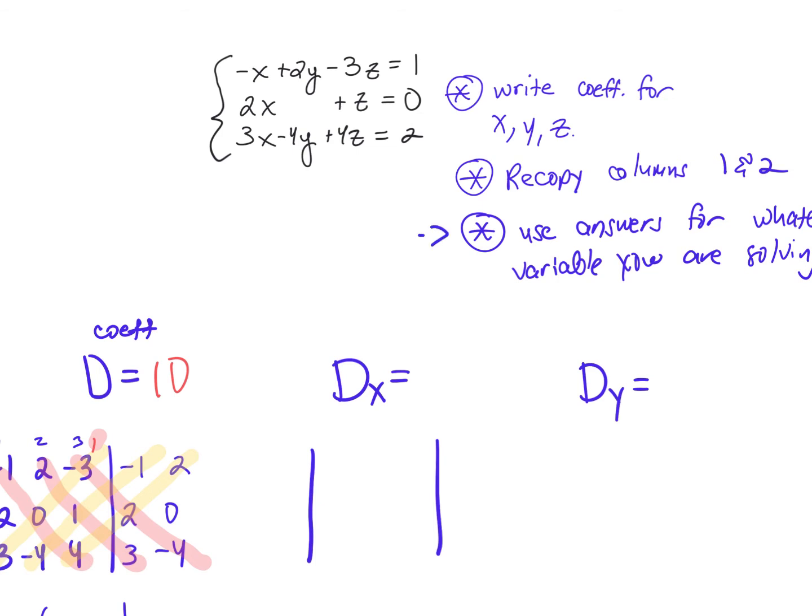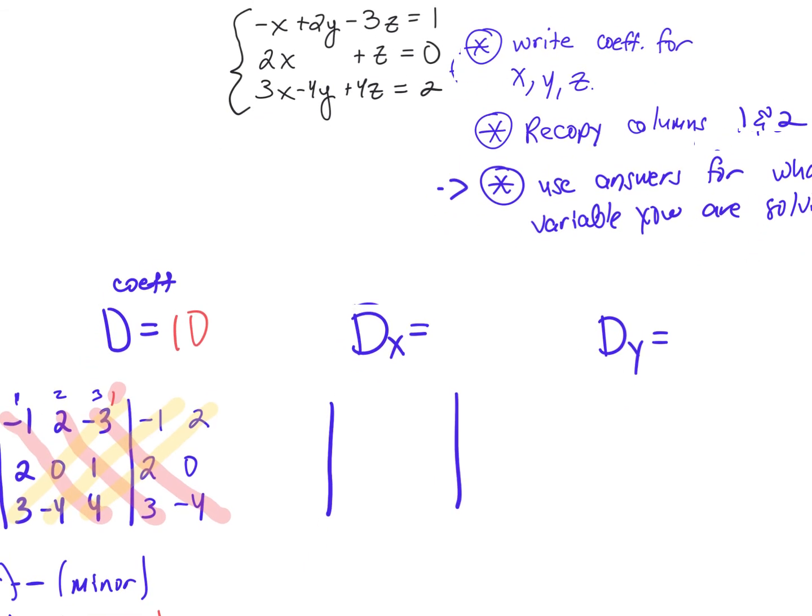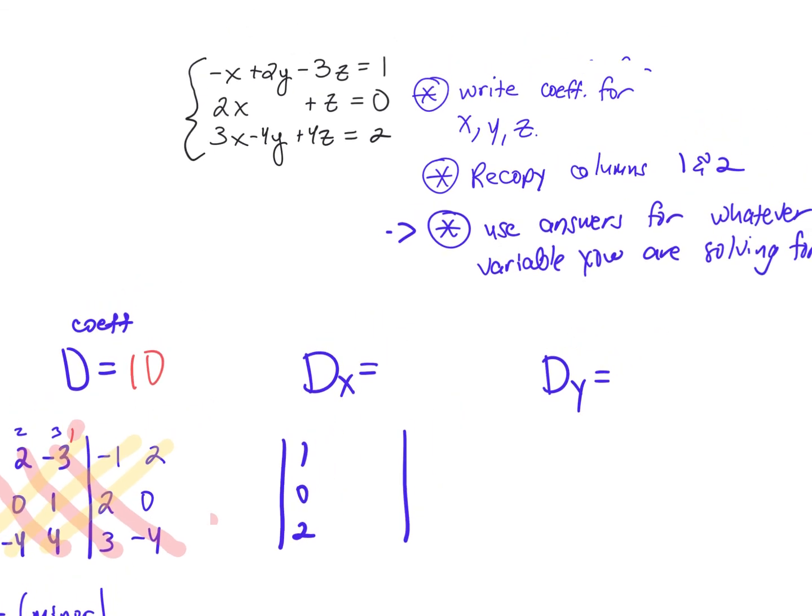Just use the answer. So instead of x, since we're finding x, we're going to plug in the answers. We're going to plug in 1, 0, and 2. Then you give me the y coefficients. What are they? 2, 0, negative 4, right? And then what? Negative 3, 1, and 4.